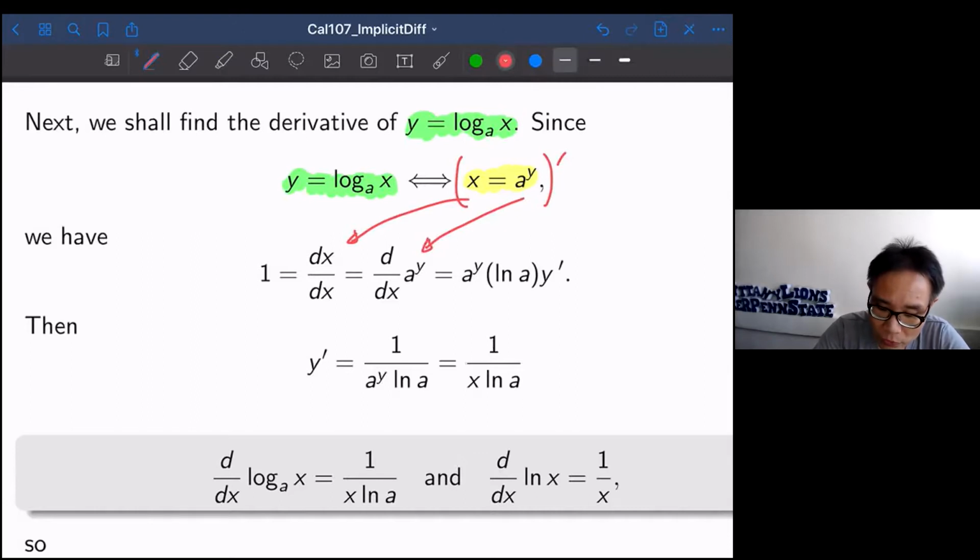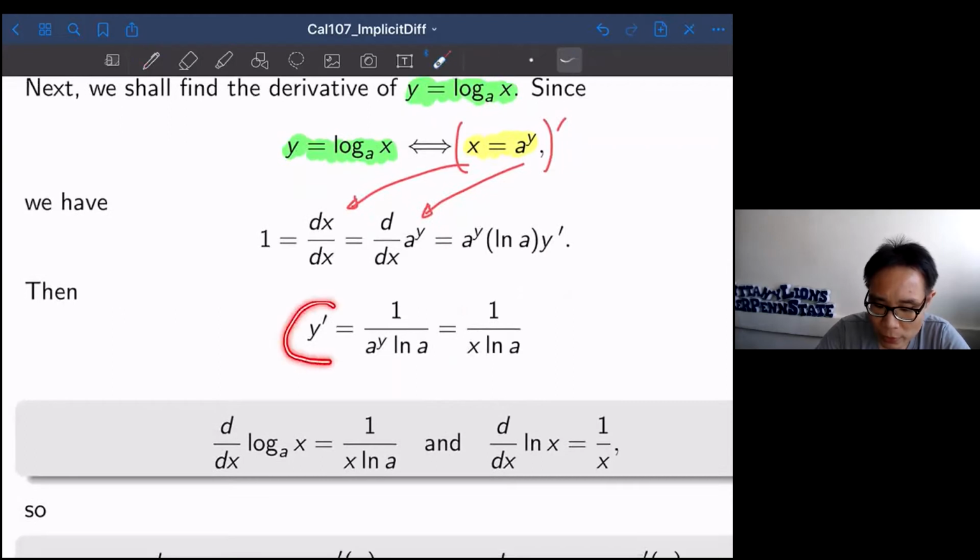And you are able to differentiate a to the y implicitly. So it's going to be a to the y log base a, log a base e. Okay, so it's going to be a to the y log a base e y prime. And for this one, you're going to be able to solve for y prime. So you have y prime equal to 1 over a to the y log a.